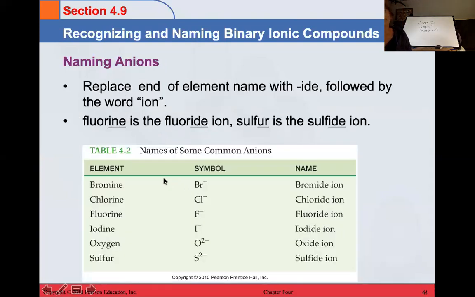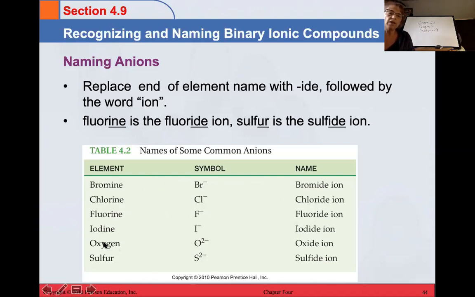In order to name an anion, it's a little bit different. You identify the name of the element, so in this case bromine, chlorine, fluorine, iodine, oxygen, or sulfur. But then to name it, you change the end of the name a little bit. So bromine becomes bromide, chlorine becomes chloride, fluorine becomes fluoride. So you change the end of the name of the element from INE to IDE.